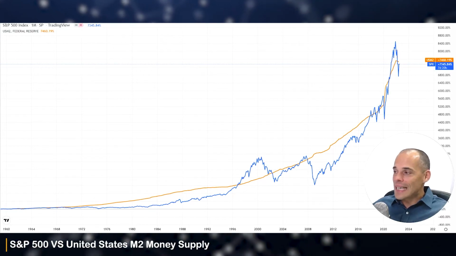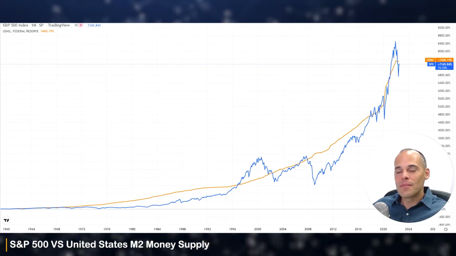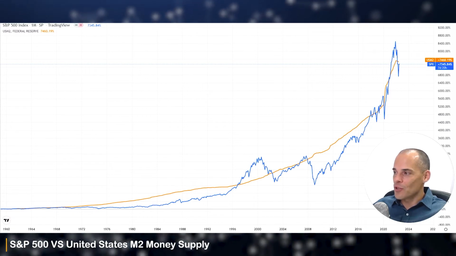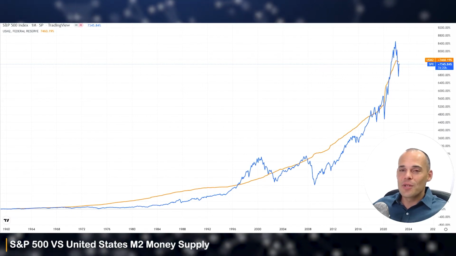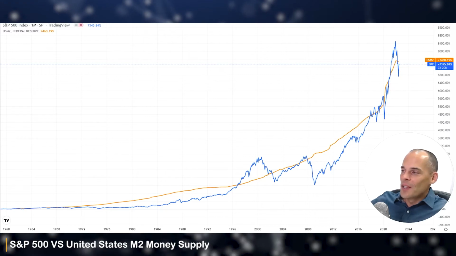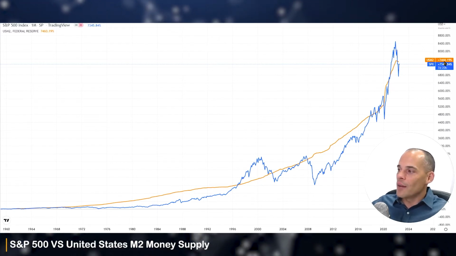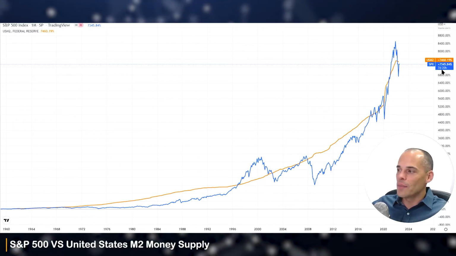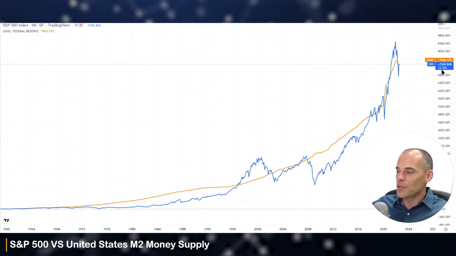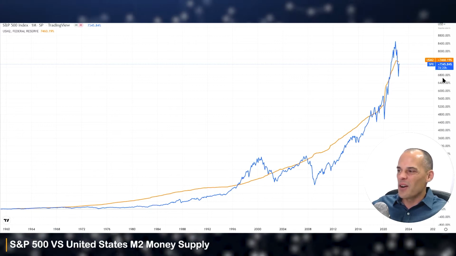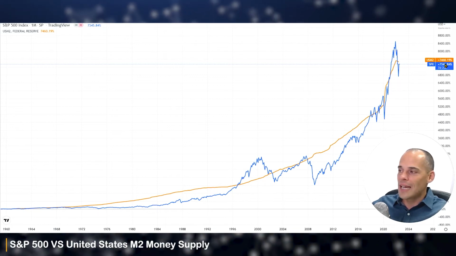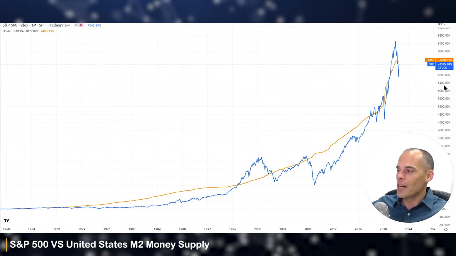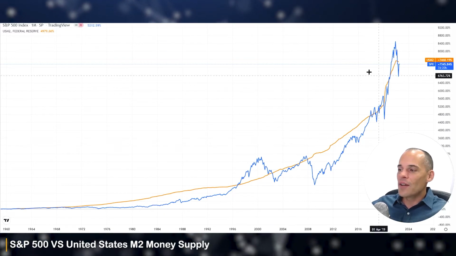And as you can see, since the M2 money supply was first being tracked in the 1950s, the difference between the two is almost non-existent. You can see the M2 money supply has actually gone up 7,460% compared to the S&P 500 going up 7,345%. A difference of really just about 120% between the two of them, which is tiny considering we're talking about 7 or so thousand percent. So this is very fascinating to me.